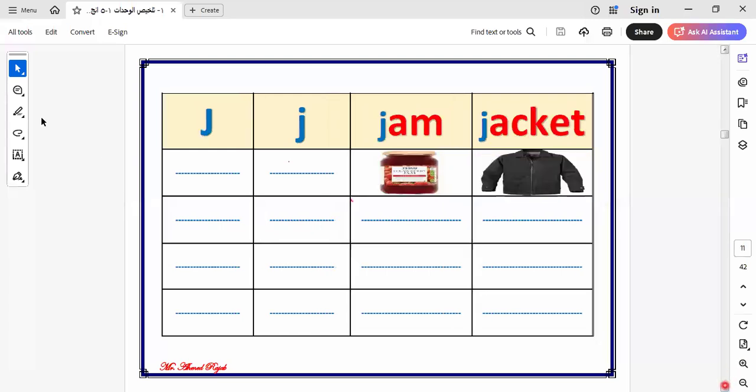Capital J and small j, written like this. It is pronounced J, and it is for jam and jacket. Say jacket. Jam and jacket. Let's go to another one.